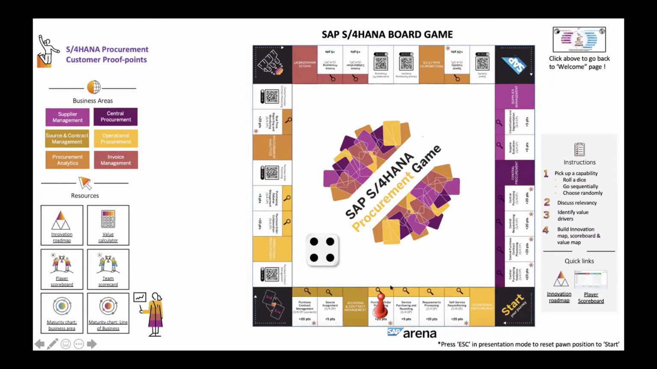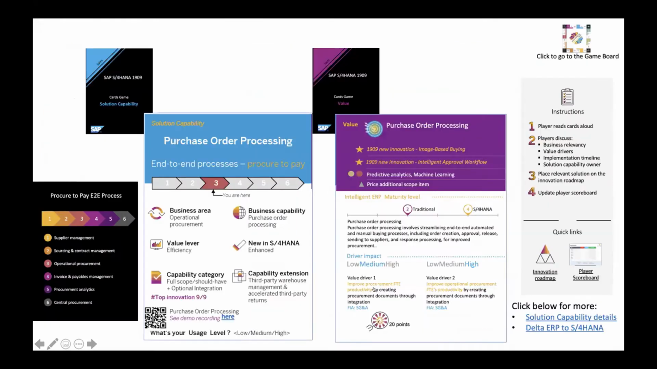So the symbols you see here with the magnifying glasses, these are all hyperlinks to the capability. You can pick and choose any capability, and on click, you are presented with the game cards. Here you have, just as we saw in the business game, the blue card called solution capability, and the purple card called value cards.